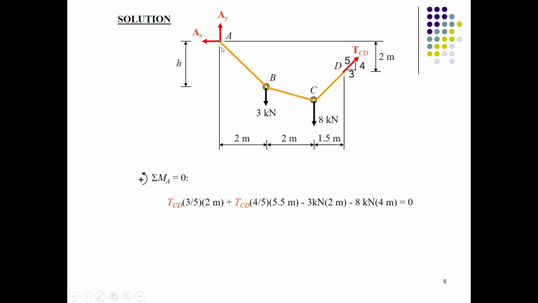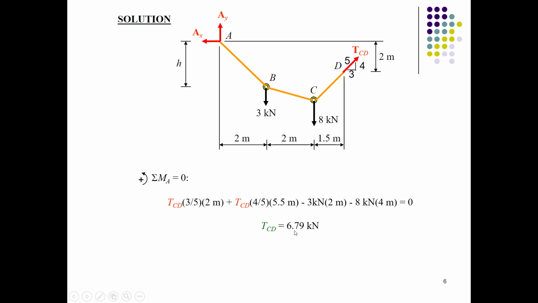So 3 into 2 is a moment due to the force 3 kilonewton, and 8 into 4 is a clockwise moment generating the net. The convention we have taken is that counterclockwise moment is taken as positive, while clockwise moments are taken as negative. So we will have a TCD value equals 6.79.